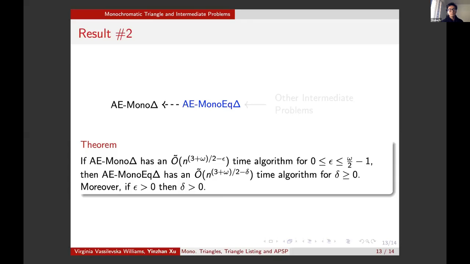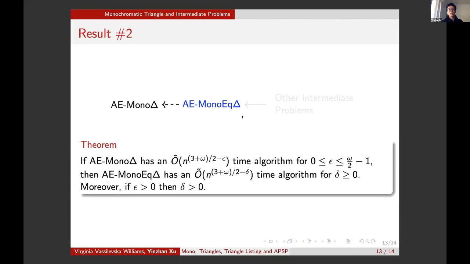And then that means we can also improve over the 3 plus omega over 2 barrier for all edges mono-equal triangle. And by our previous reduction from many other intermediate problems to all edges mono-equal triangle, it means that all these other intermediate problems will also have an algorithm of such running time.